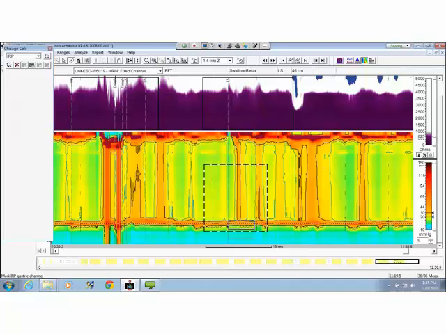And then come down and get a nice, quiet gastric baseline. And any relaxation below 15 is normal. This obviously is well above 15. And log it. So that's a sample achalasia.